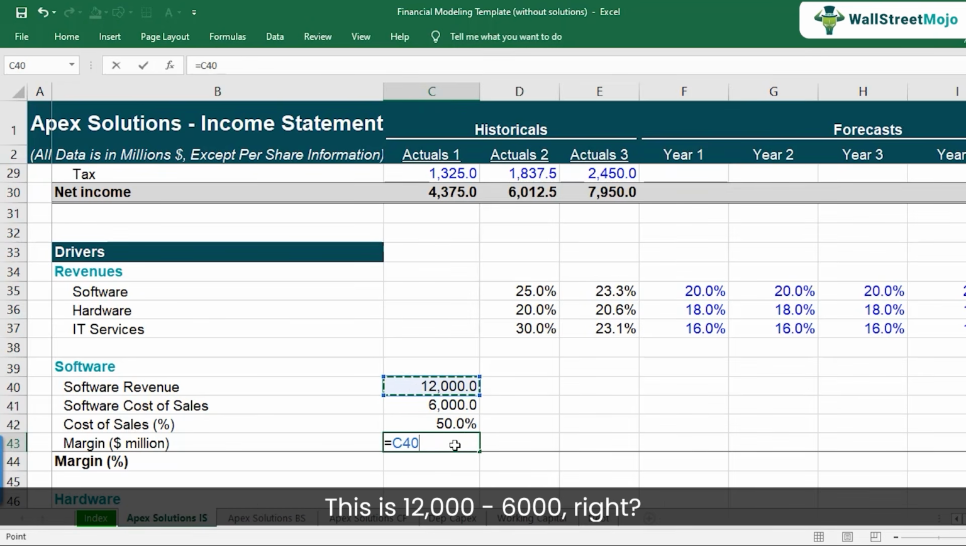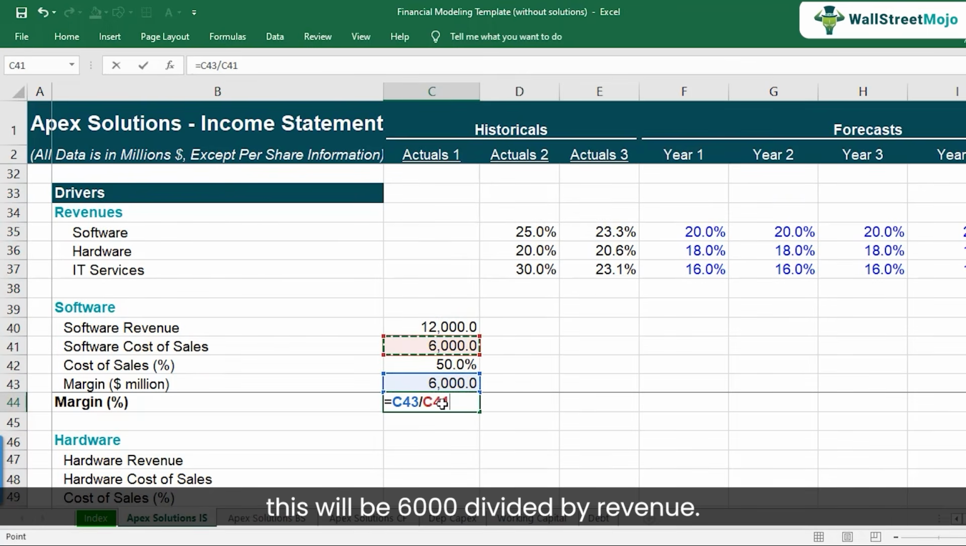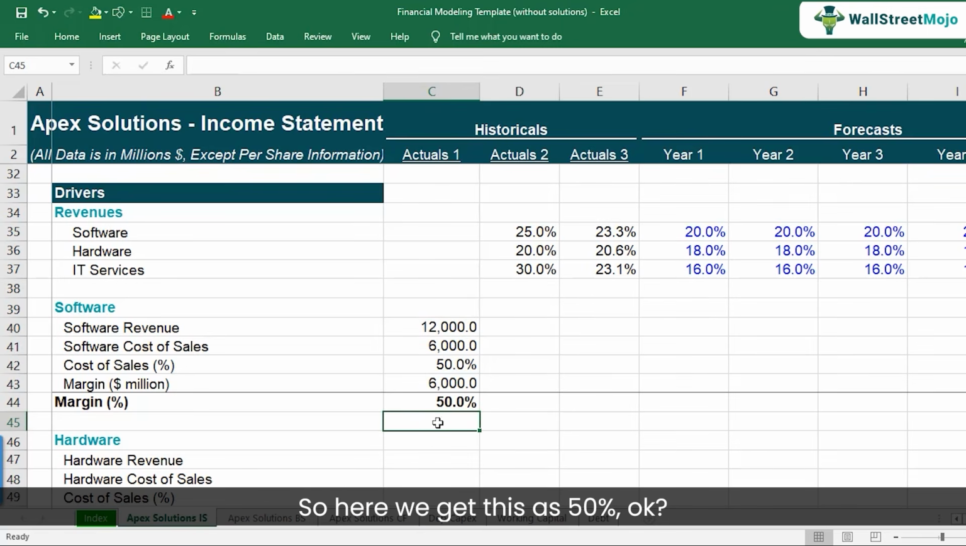This is 12,000 minus 6,000, right? So this is 6,000, right? Million dollars. Now coming to margin in percentage, this will be 6,000 divided by revenue. So when it comes to margins, we basically divide everything by the revenue, right? So in this case, we're trying to figure out the segment margin. So we will use segments revenue. Okay. So here we get this as 50%.